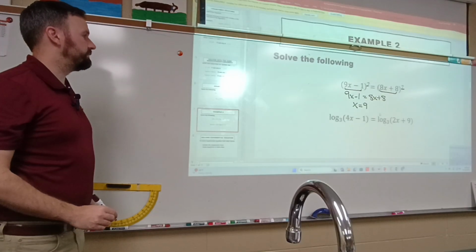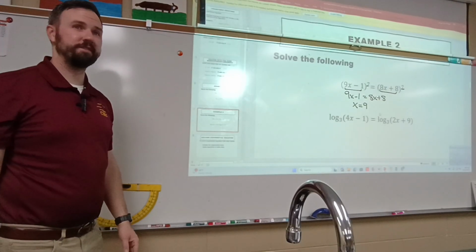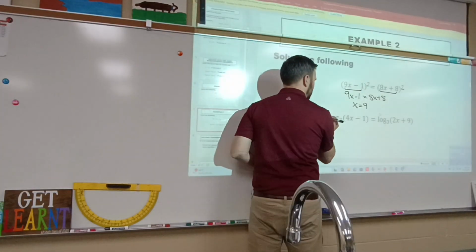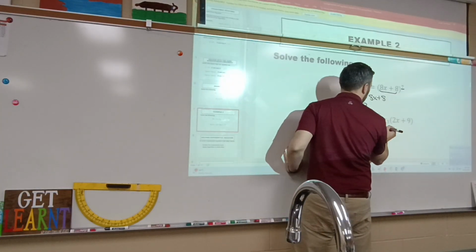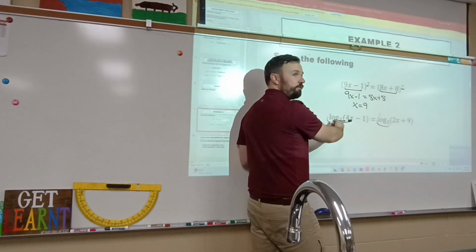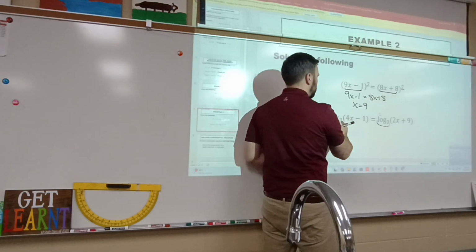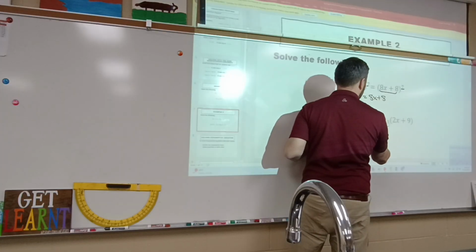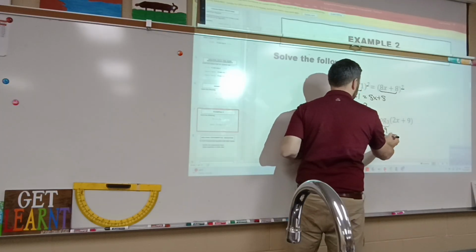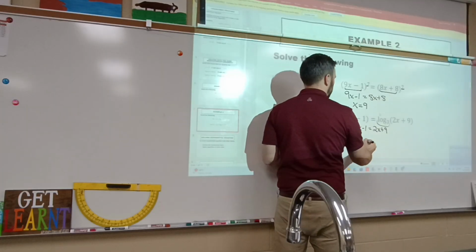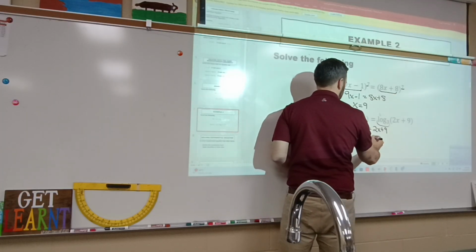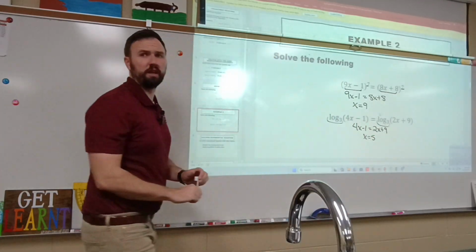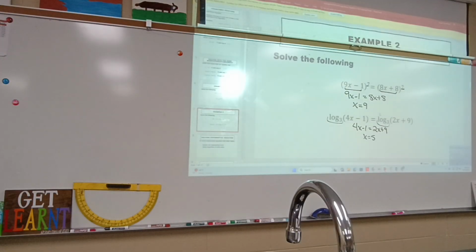How would you guys do the next one? Be careful with logs, because what has to be true about this number down here? They have to be the same, right? So since they're both log base 3, I can set the equations equal to each other. And this one you get x equals 5 if you go through and solve it. You guys okay with me skipping the algebra 1 parts? All right, good. It'll save us some time. And there we go.